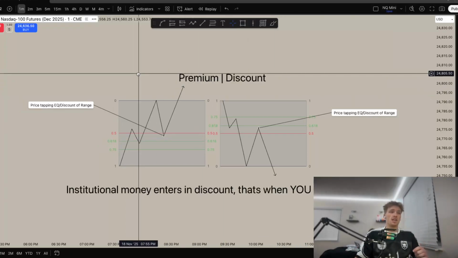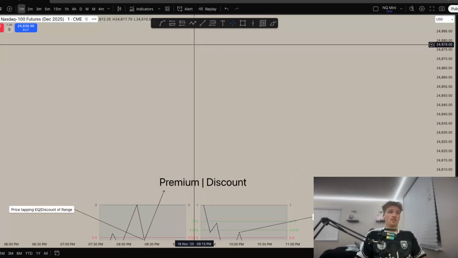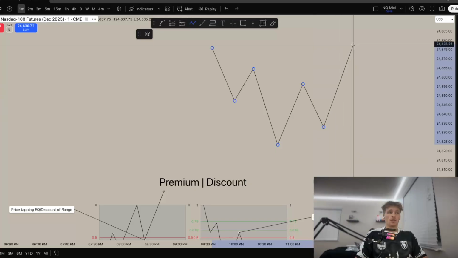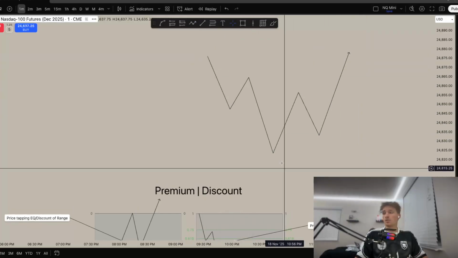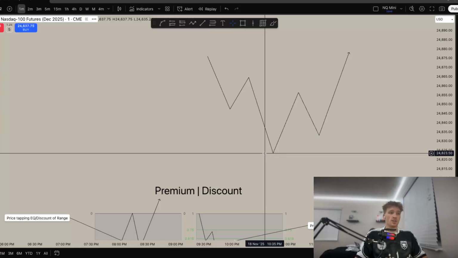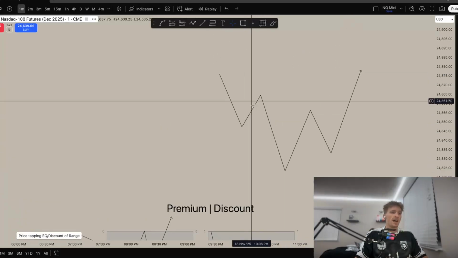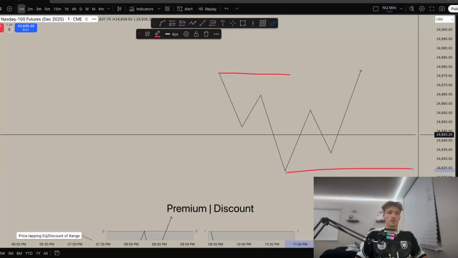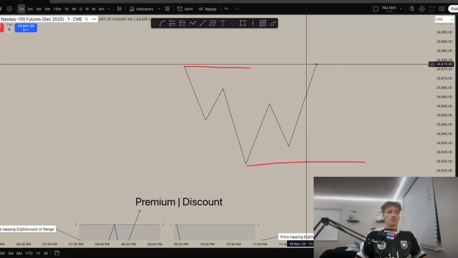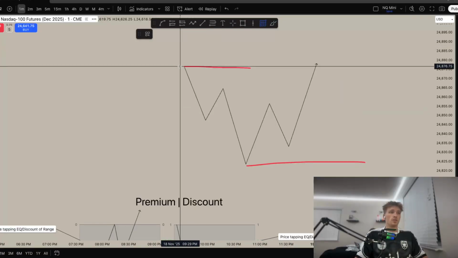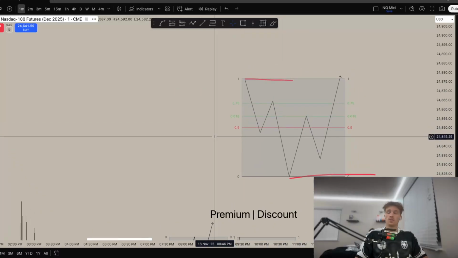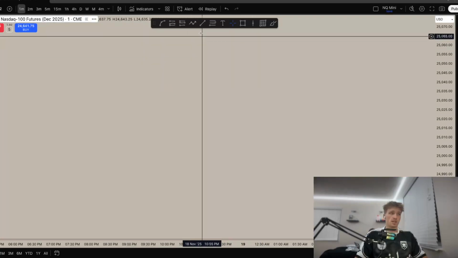And what you have to understand about these ranges is that we have premium and we have discounts of these ranges, okay? So let's just say that this is a range, okay? Highs and lows, okay? When we have a range like this, we can mark out the highs and the lows from the range like this, okay? And from this, what we can do is we can find equilibrium of this range. So in this case, here, we'll show a better example.